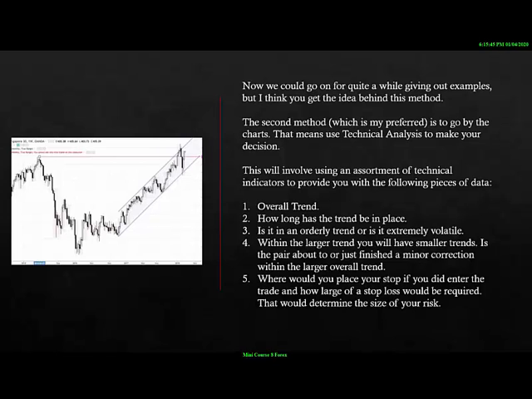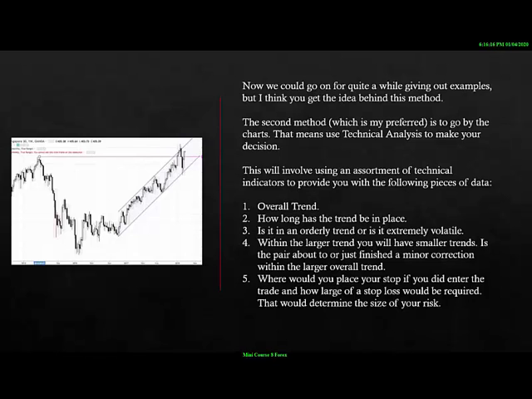Now we could go on for quite a while giving out examples, but I think you get the idea behind this method. And then the second method, which is my preferred method, is to go by the charts. That means use technical analysis to make your decisions. And this will involve using an assortment of technical indicators to provide you with the following pieces of data. Number 1, identify the overall trend. Number 2, how long has the trend been in place? Is it an early trend or is it a mature trend? Number 3, is it in an orderly trend or is it an extremely volatile trend?